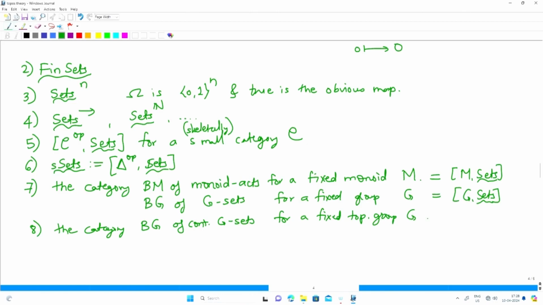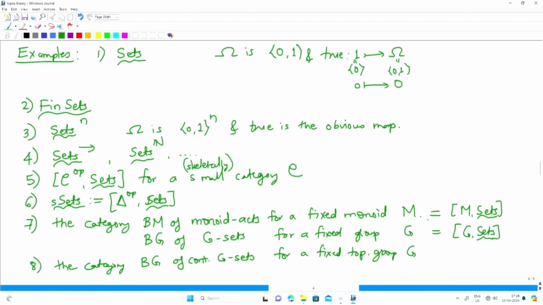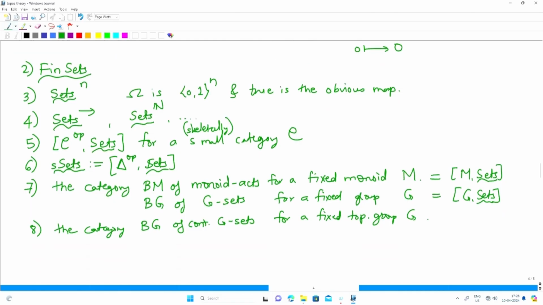So now observe this list. Out of this list, all but the second example are also Grothendieck toposes, because they are all co-complete. I haven't defined a Grothendieck topos, but I am already telling you that this is true. And one non-example I can give you: the category of abelian groups is not an elementary topos.